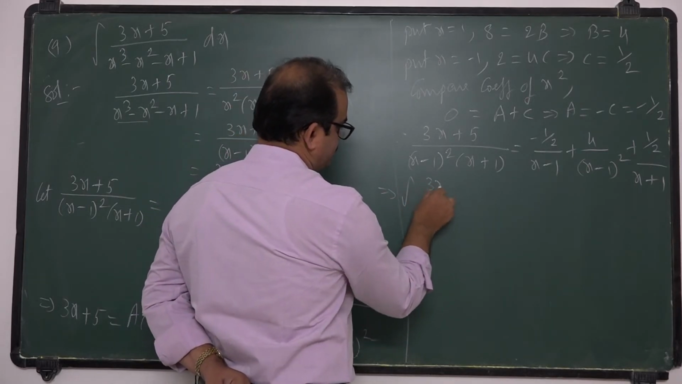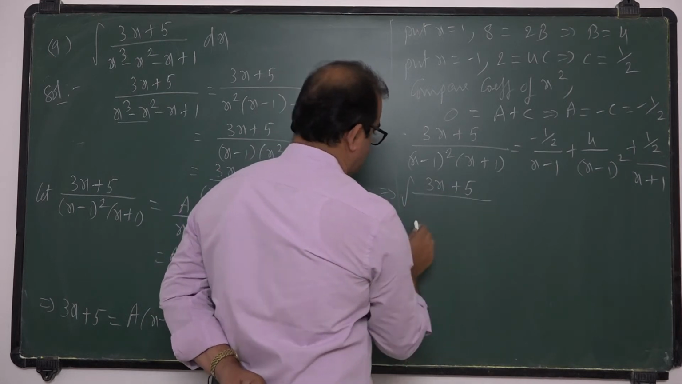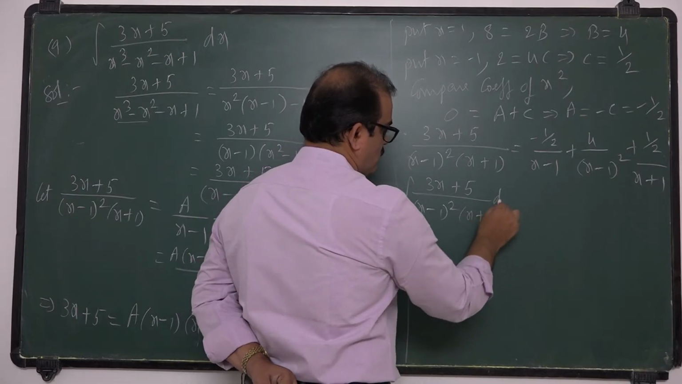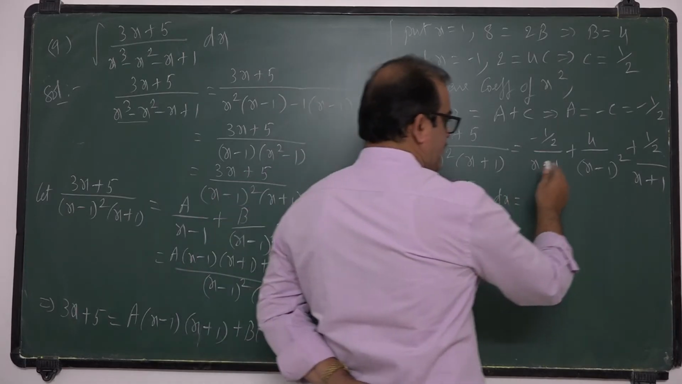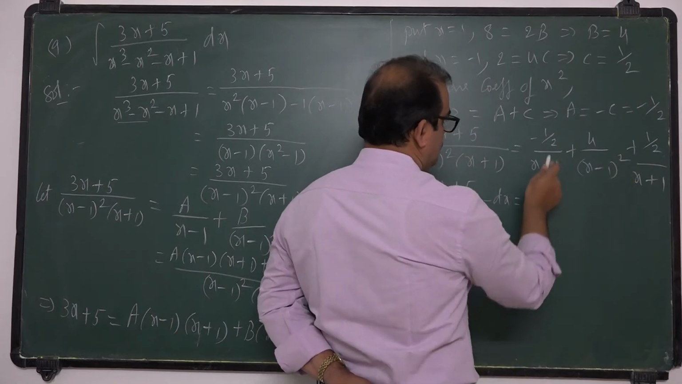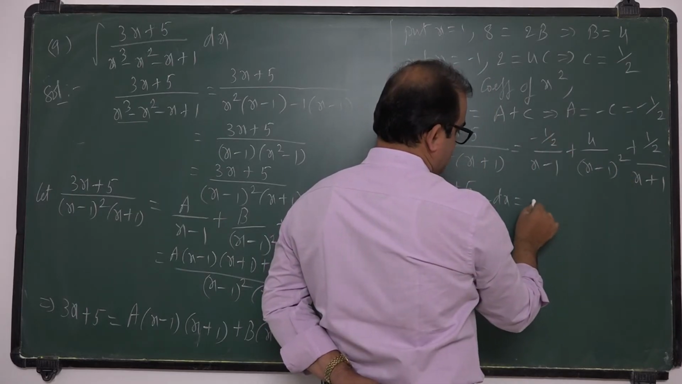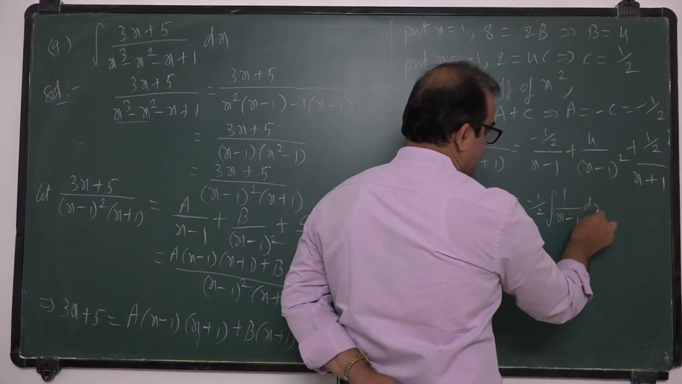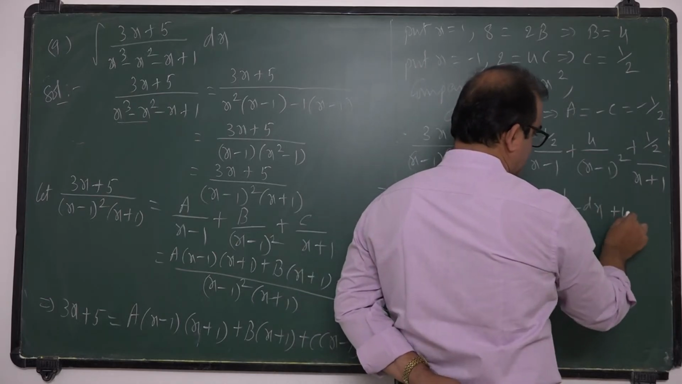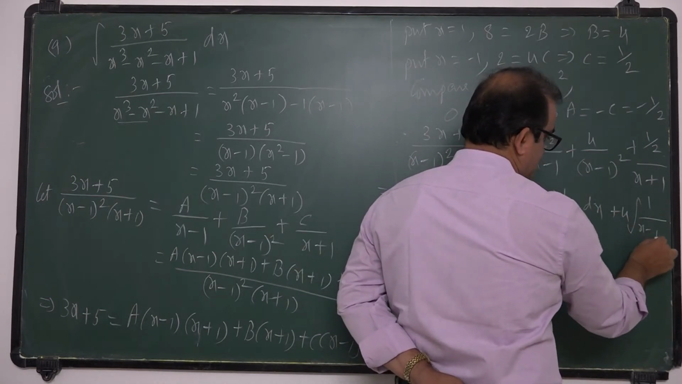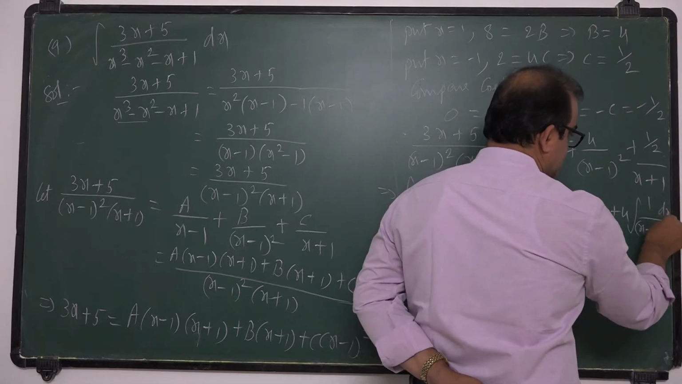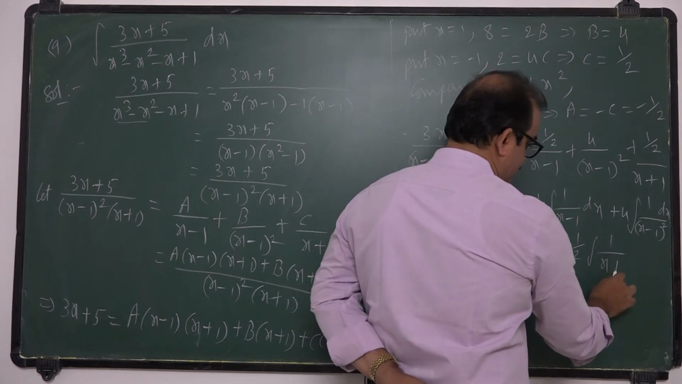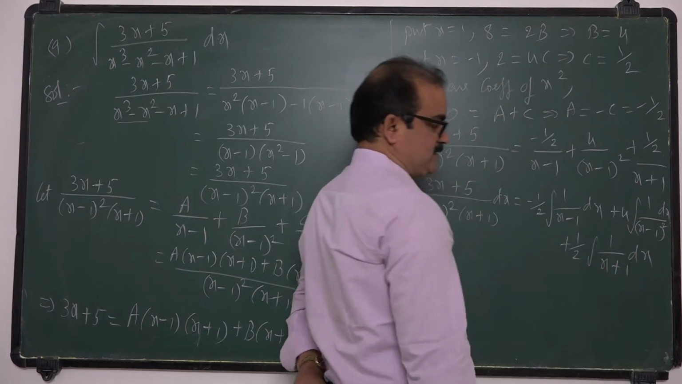Integral of, taking integration partwise. Minus 1 by 2 is constant: minus 1 by 2 into integral 1 by x minus 1 into dx. Here 4 is constant: 4 into integral 1 by x minus 1 whole square into dx, plus 1 by 2 into integral 1 by x plus 1 into dx.